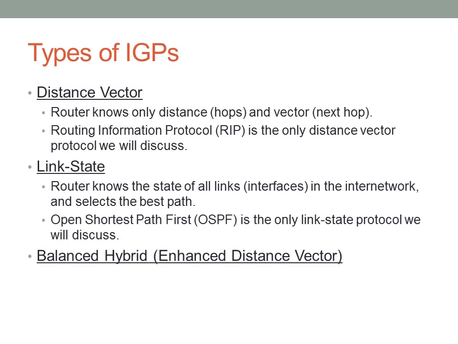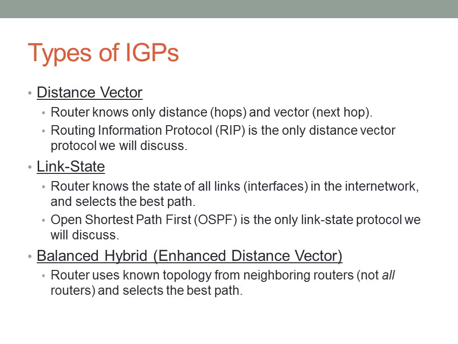And finally, we have a balanced hybrid, and I've called it enhanced distance vector, which is its truer name. And the idea here is that the router uses known topology from the neighbors, not all routers, and then picks the best path based on its neighboring router only. And so the neighbor is going to summarize everything past it, and this router will summarize to its neighbors in the same fashion. Now, EIGRP is the one that we talk about that's an enhanced distance vector.